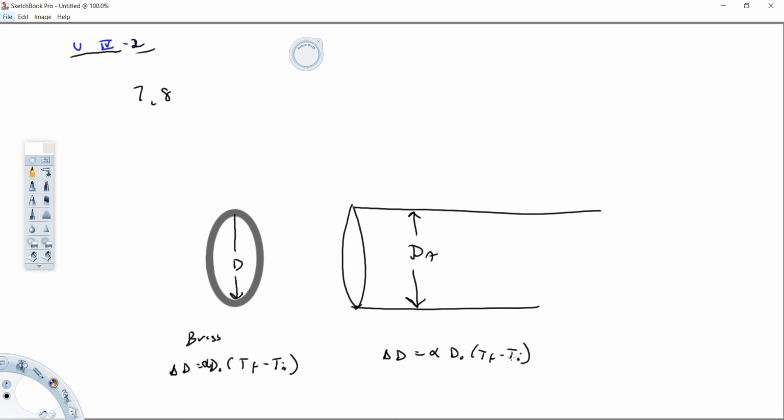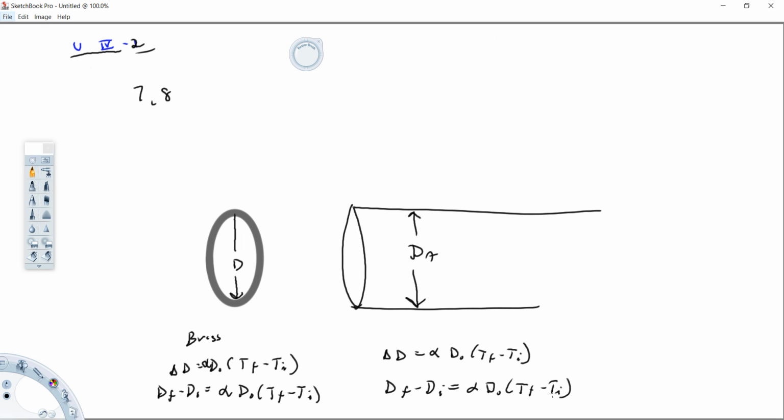And let me see, what is it we're looking for here? To what temperature must the combination be cooled? So we want the diameters to be the same. So this is going to be a D final minus a D initial. Let me write this out again. And then the same thing over here: D final minus D initial is going to equal alpha times D initial times T final minus T initial.